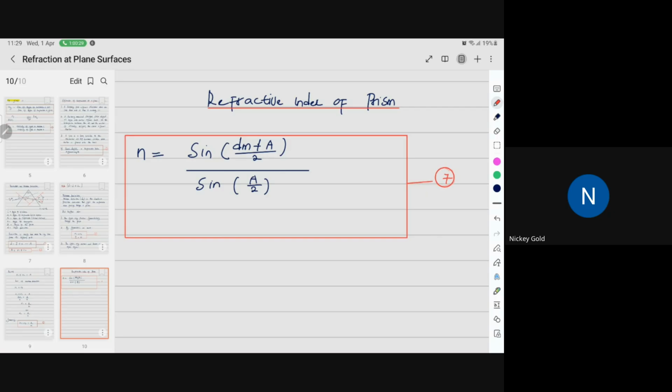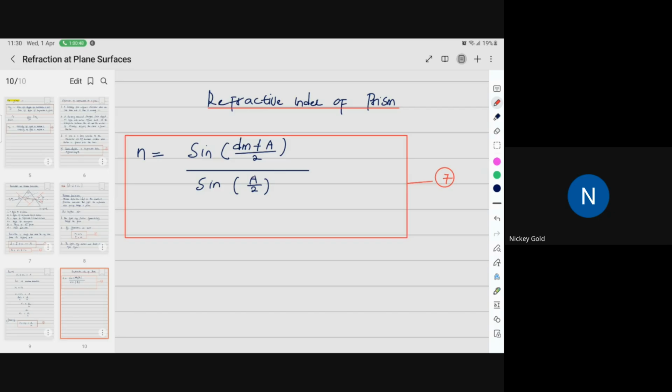But the ones I want you to always remember are: what is the condition for minimum deviation? Remember that. What is the formula? What's the law of refraction? Remember that. What's the formula for the refractive index of a prism? Also remember that. Then finally, what happens at minimum deviation, like I rightly said. These things are very, very important.